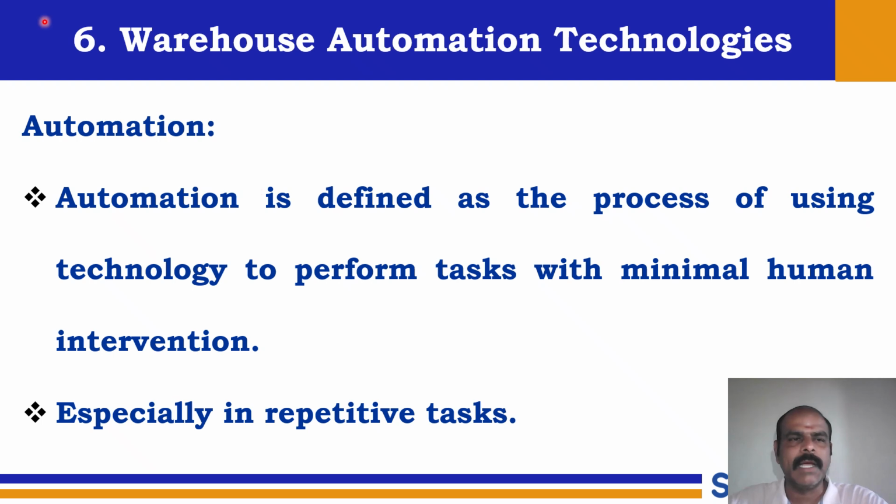Now we will understand what automation is. Automation is all about using some sort of technology to perform tasks with minimal human intervention. And let me add a second point to it, especially in repetitive tasks. Before understanding this definition, let us go to a very simple example.